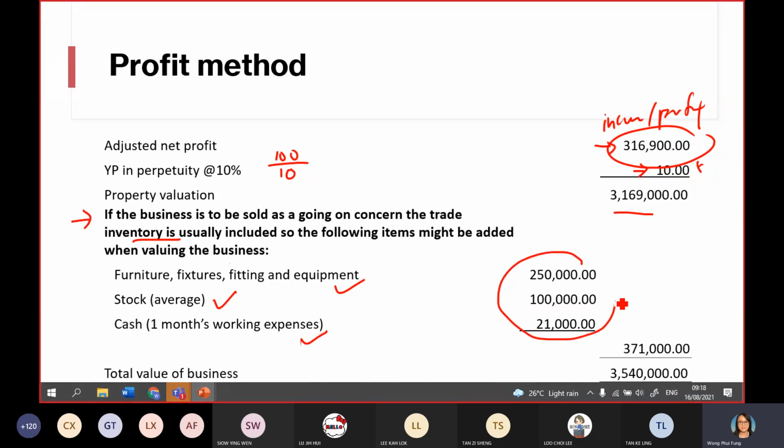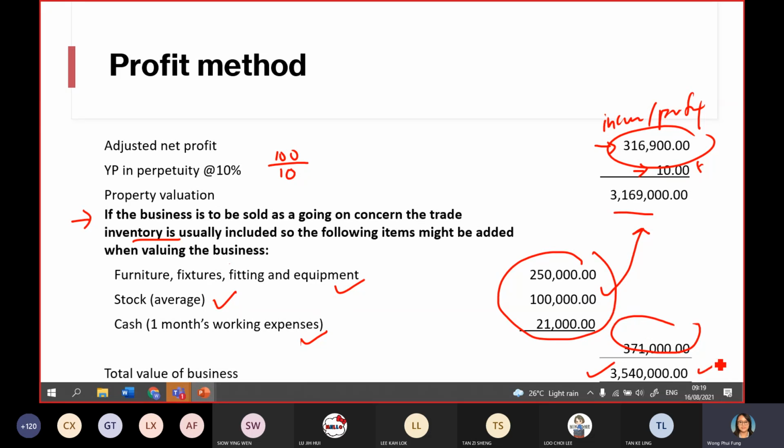So you can see that all these things become your asset. You add it back. Assuming that you take over everything, the furniture, the stock, the cash, you add it. So add up here, the value of the business will be 3 million. So which means that you are going to enjoy the income approximately 3.5 million. So remember, for profit method, assuming when you take over the whole thing, you are going to buy over the whole entity, not vacant unit. So that's why the furniture, the stock, the cash, assuming that you are going to take it over as well from the old owner.